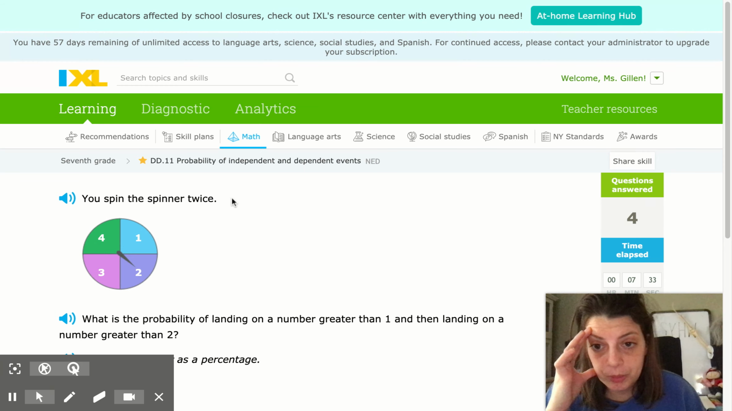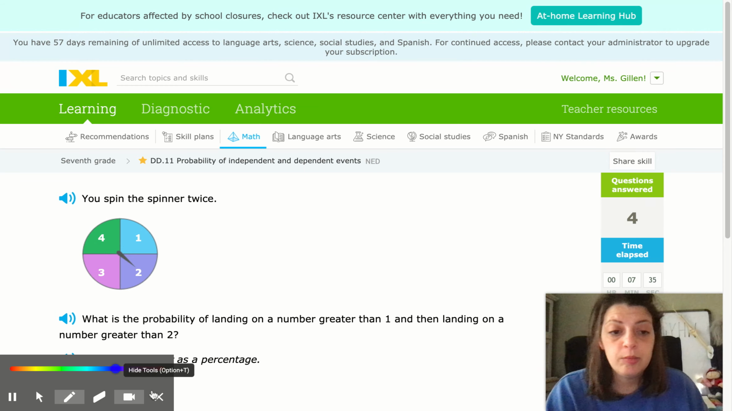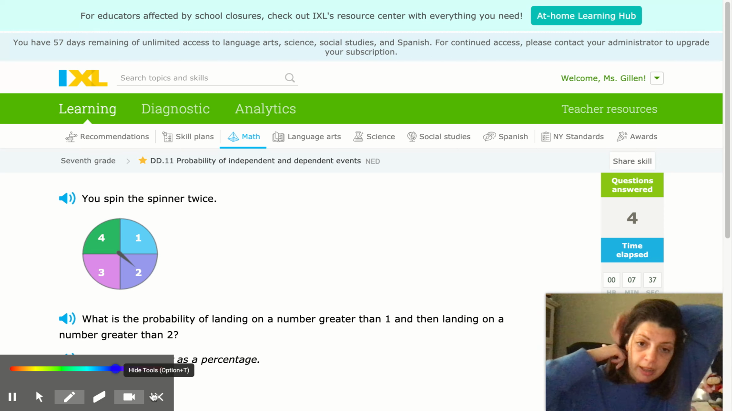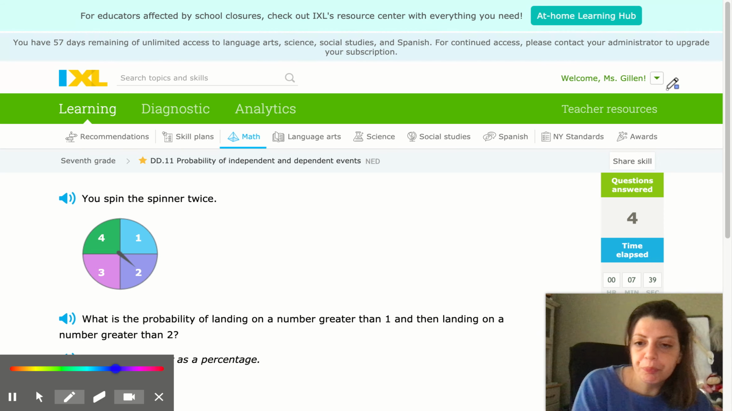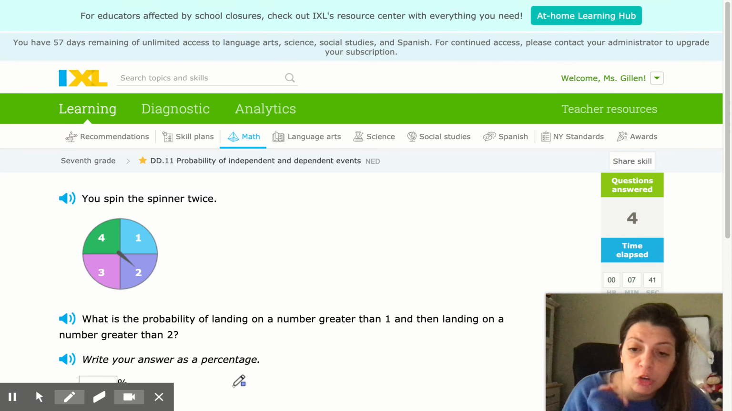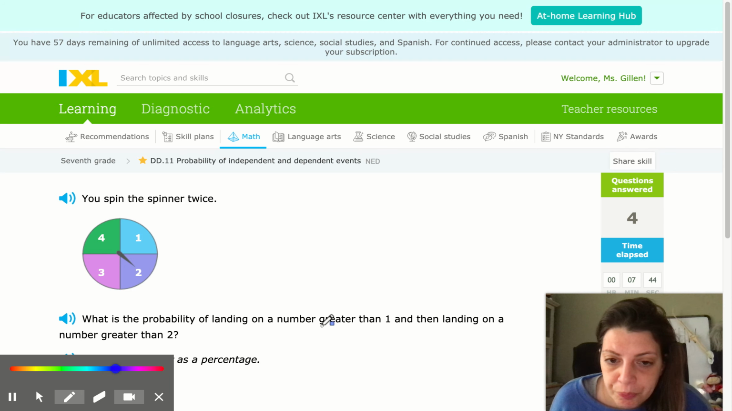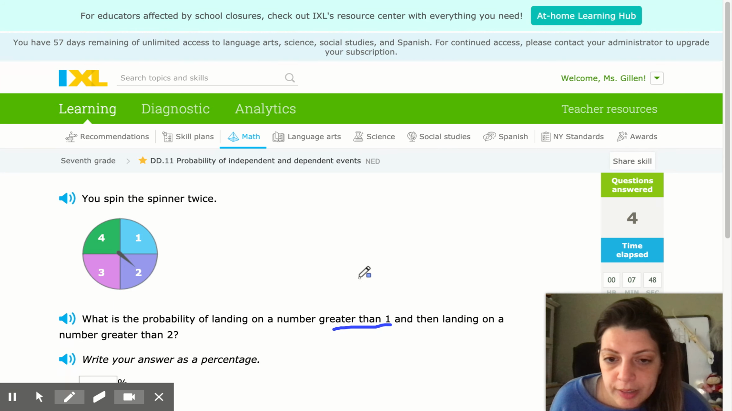Yay! Okay, we're going to spin the spinner twice. Spinning the spinner, nothing's going to be different about the second time. So I want to get a number greater than 1. The number greater than 1, there's 1, 2, 3. That's 3 out of 4 of them are greater than 1. And then the next event means you're going to multiply.